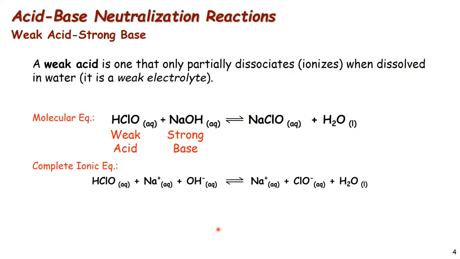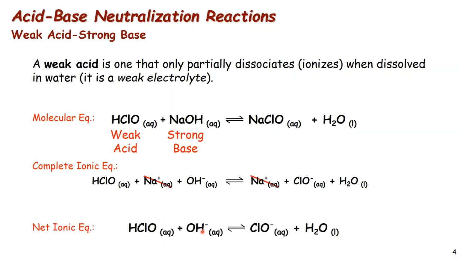Again, we're going to do the same thing then. We're just going to cancel out any spectator ions. In this case, that is only the sodium ion. Only the sodium ion is the exact same on both sides. Okay, it has to have the same charge. If it's a molecule, it has to have the same number of each of the elements. If it's a polyatomic ion, same thing. Okay, so in this case, the only ion that is the same on both sides is sodium ion.